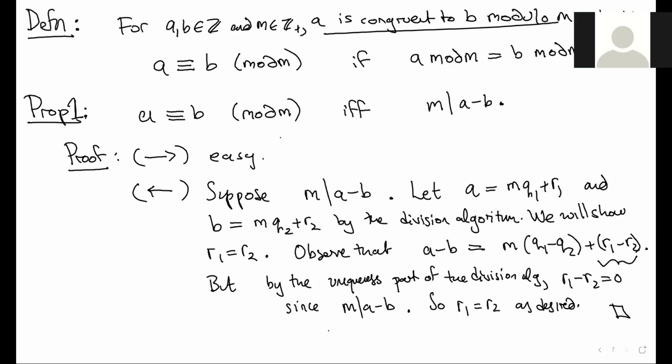Could you repeat again, why do we want to show that R1 is equal to R2? Well, what's the definition of A congruent to B modulo M? It's that A mod M equals B mod M, right? But what's A mod M? It's the remainder when you divide A by M. So that's R1. Does that make sense?